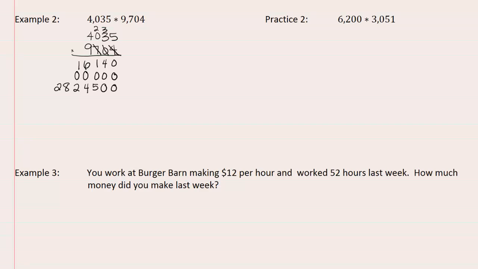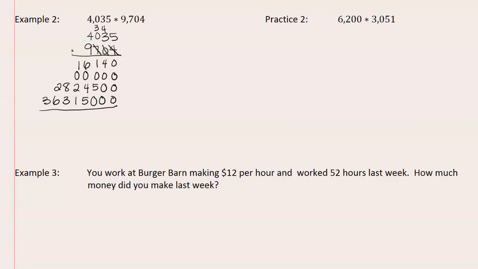Done with the 7, so now we have 1, 2, 3 placeholders. Again, just erase the values we carried. And now 9 times 5 is 45. 9 times 3, 27. 27 plus 4 is 31. 0 plus 3 is 3. And 9 times 4 is 36.